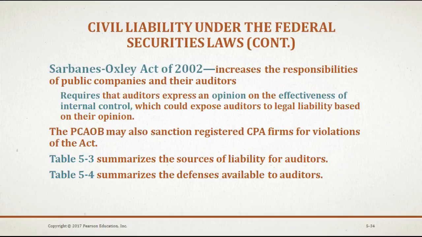The Sarbanes-Oxley Act of 2002 greatly increases the responsibilities of public companies and their auditors. The Act requires the auditor to provide an opinion on the effectiveness of internal control over financial reporting. As a result, the auditors may be exposed to legal liability related to their opinions on internal control. The Public Company Accounting Oversight Board also has the authority to sanction registered CPA firms for any violations of the Act.